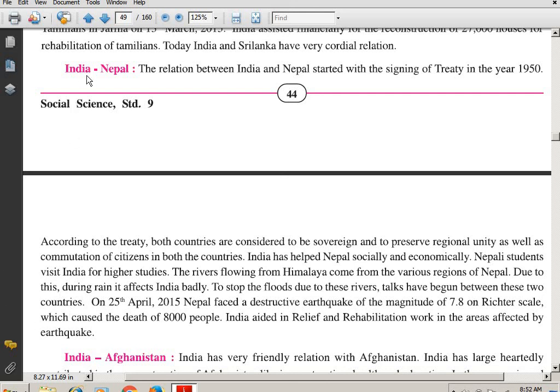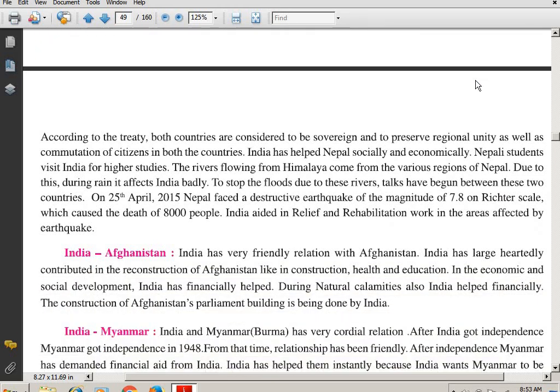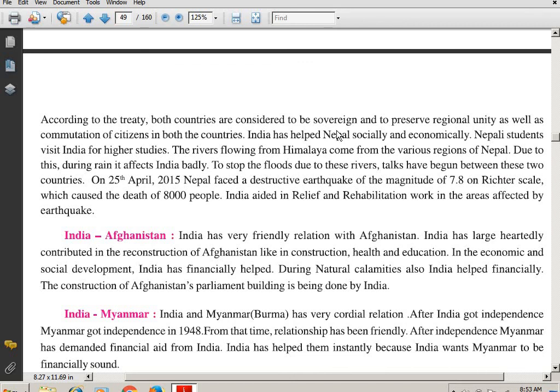Now, let's see India and Nepal relation. What is that India-Nepal relation? The relation between India and Nepal started with the signing of a treaty in the year 1950. According to the treaty, both countries are considered sovereign, to be mighty, and to preserve regional unity as well as communication of citizens in both countries. Whatever unity is there, we are supposed to preserve it.